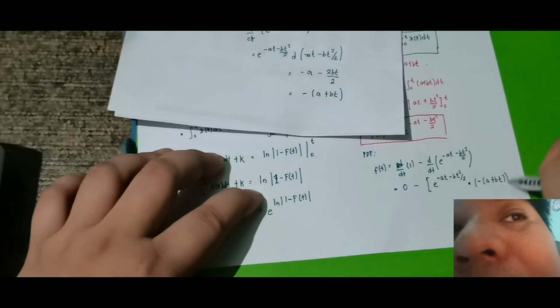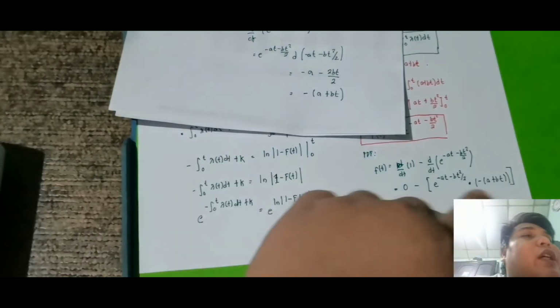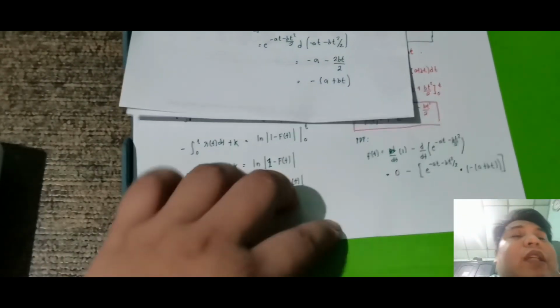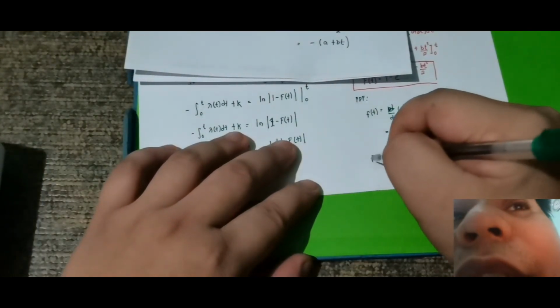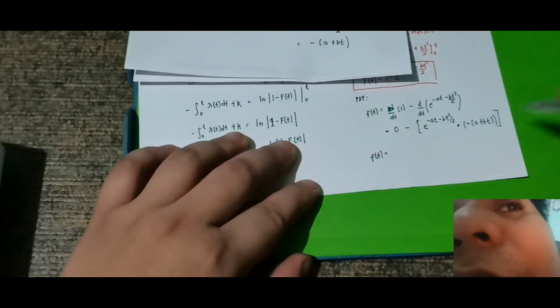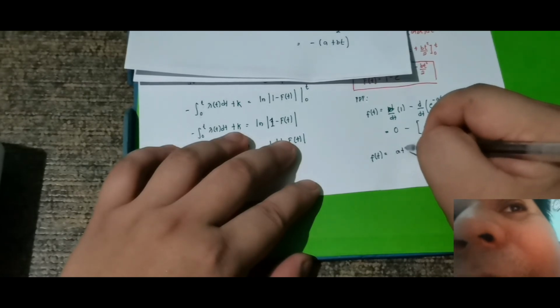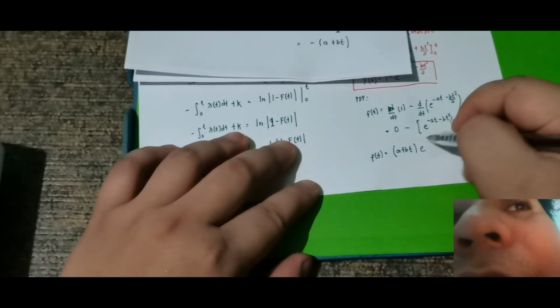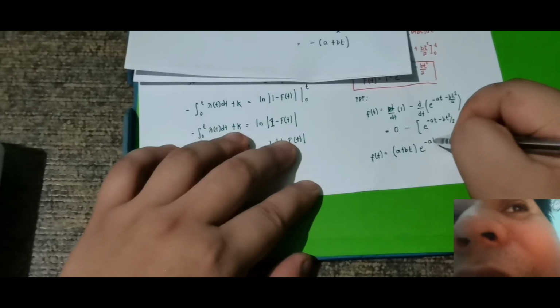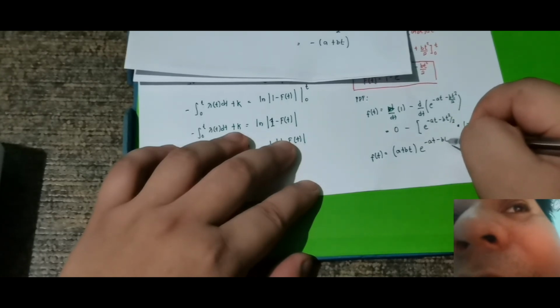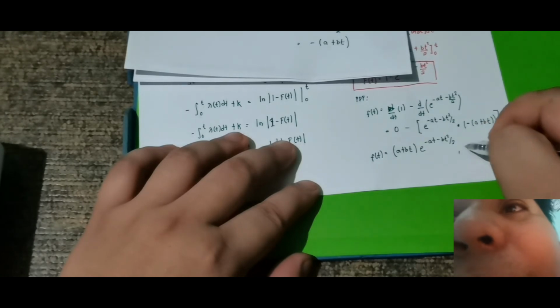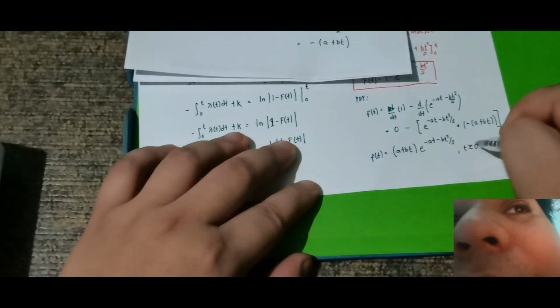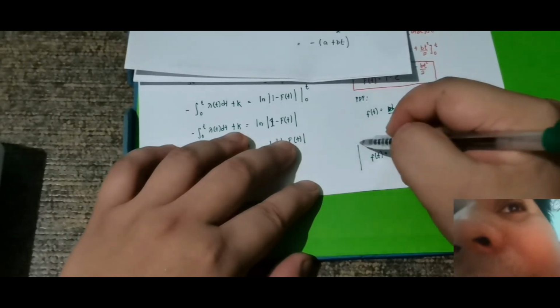Itong negative, multiply ko sa negative. So, cancel na lang. Therefore, the density function is just equal sa a plus bt, multiplied by e raised sa negative 80 minus bt square over 2. So, this is for t greater than or equal to 0. So, ito yung kanyang density function.